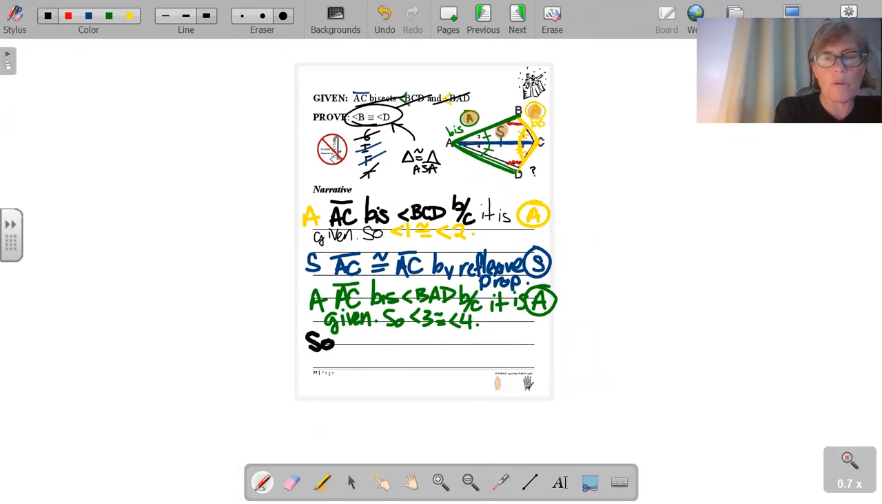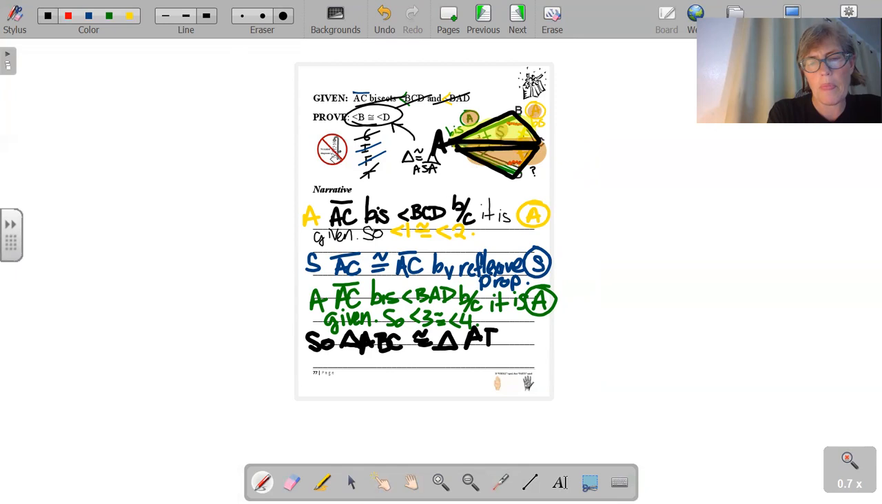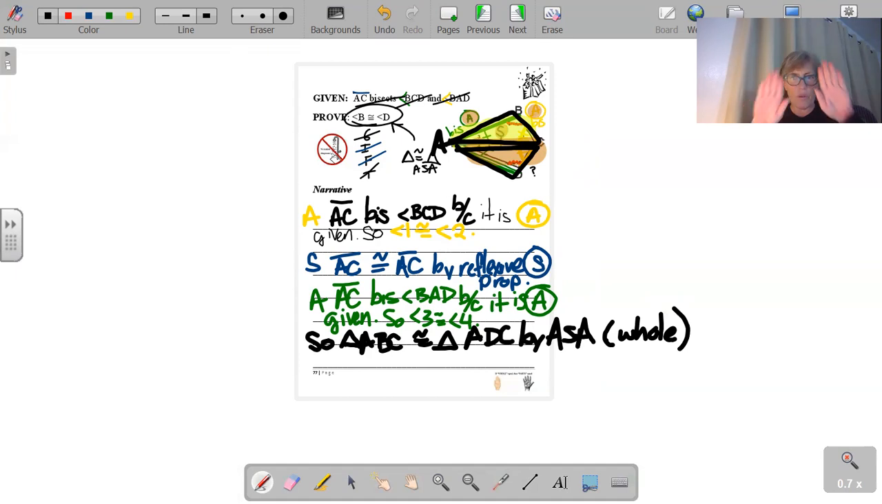So this entire triangle and this entire triangle are now congruent. So triangle ABC is congruent to triangle ADC by angle, side, angle. That would be the whole being equal, the whole equal. I now have said the whole is equal.